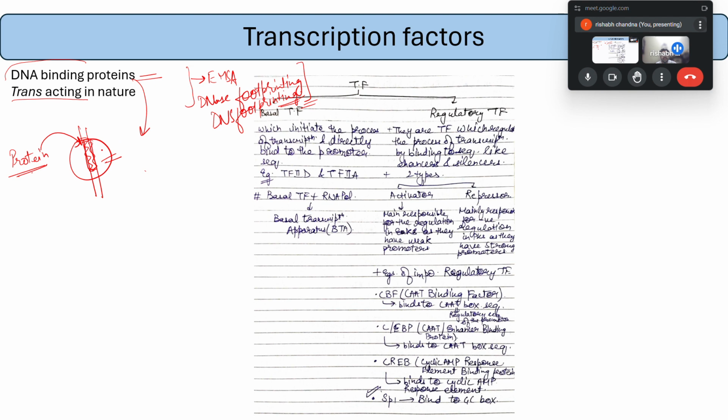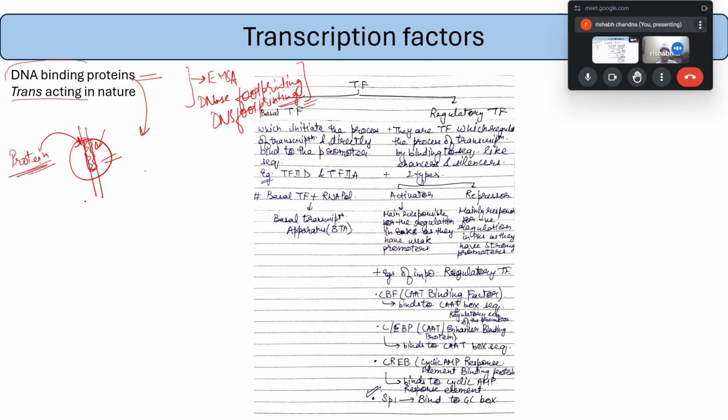And being this DNA, eukaryotic DNA or prokaryotic DNA or any organism that is present, if this protein finds the binding sequence, it will bind to that particular sequence irrespective of the environment, irrespective of the source. So this means that it is trans-acting in nature.